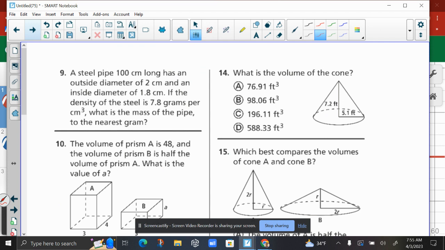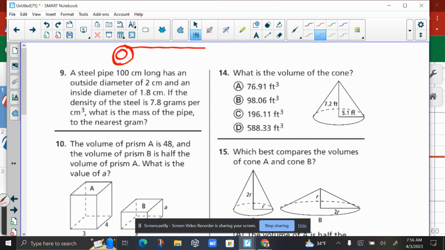Number 9, a steel pipe, 100 centimeters long, has an outside diameter of 2 centimeters and an inside diameter of 1.8. If the density of the steel is 7.8 grams per centimeter cubed, what is the mass of the pipe to the nearest gram? So this one's kind of tricky, but when you think of a pipe, and it's talking about an outside, inside, think of a pipe. We have inside and then the outside.